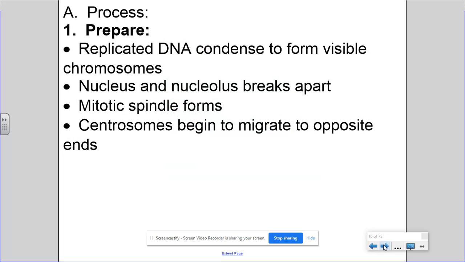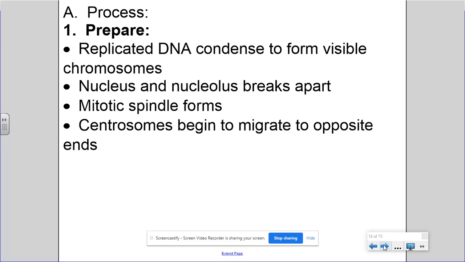Okay, so the actual process of how mitosis occurs. The first thing is that the cell has to prepare for division. There are several different events. The replicated DNA condenses to form visible chromosomes. This is important because the DNA has to separate equally into each new cell. If we didn't have these nice, neat chromosomes, it would be very difficult for the cell to ensure each new cell got the same amount of chromosomes.